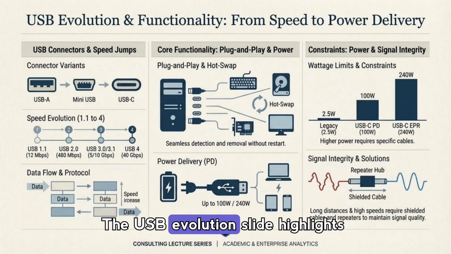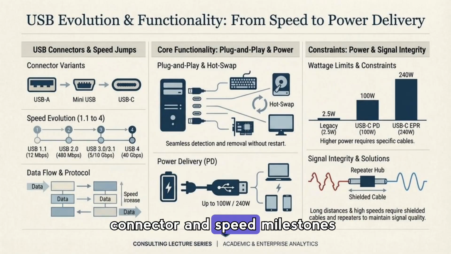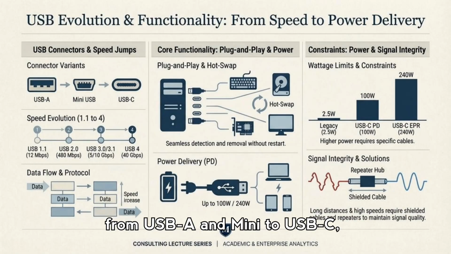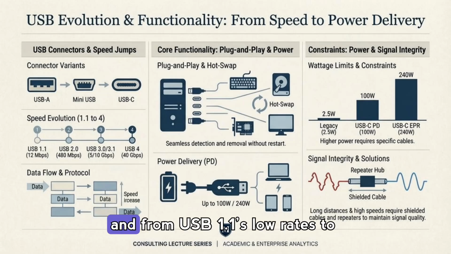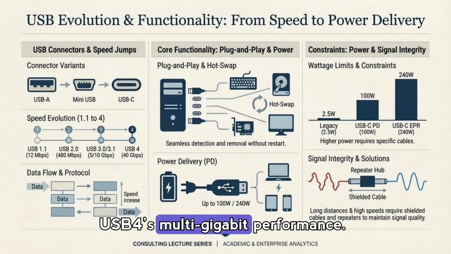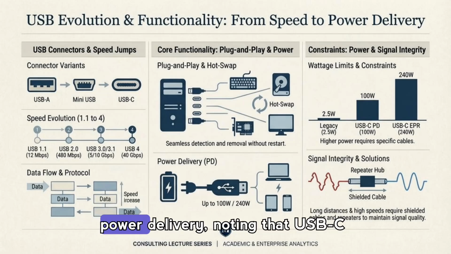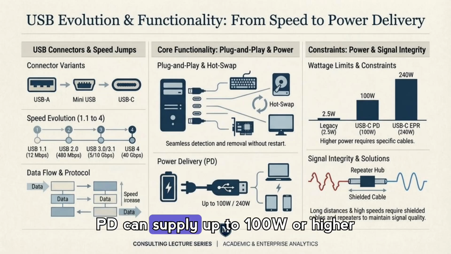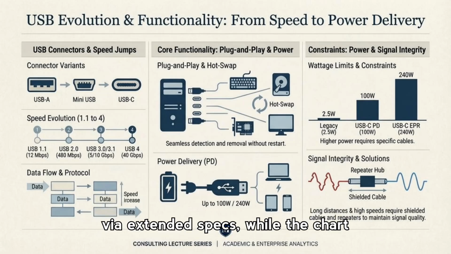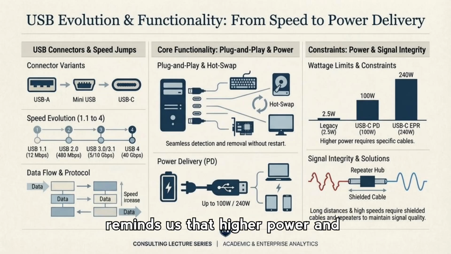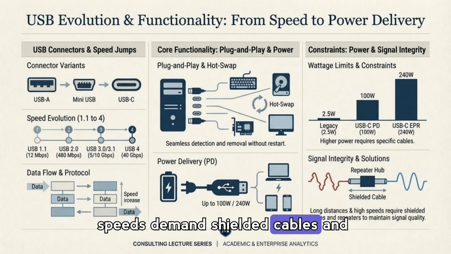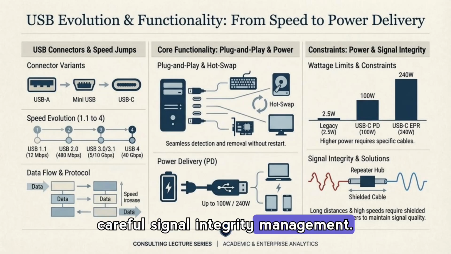The USB evolution slide highlights connector and speed milestones, from USB-A and Mini to USB-C, and from USB 1.1's low rates to USB4's multi-gigabit performance. It also introduces plug-and-play and power delivery, noting that USB-C PD can supply up to 100W or higher via extended specs, while the chart reminds us that higher power and speeds demand shielded cables and careful signal integrity management.